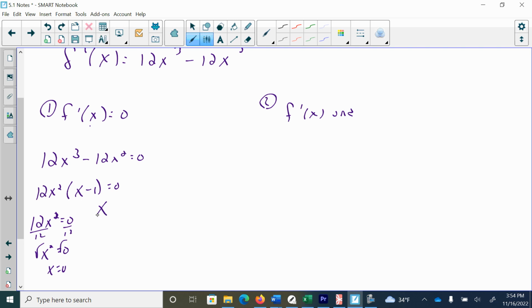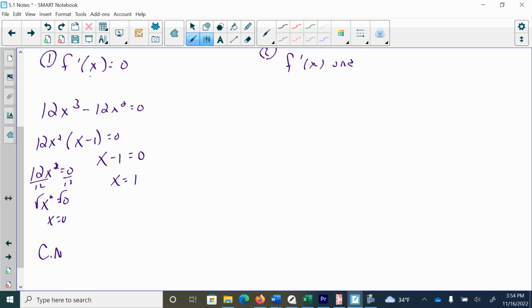And here, x minus 1 is equal to 0. Add 1 to both sides. x is equal to 1. So two critical numbers that I have so far are 0 and 1.